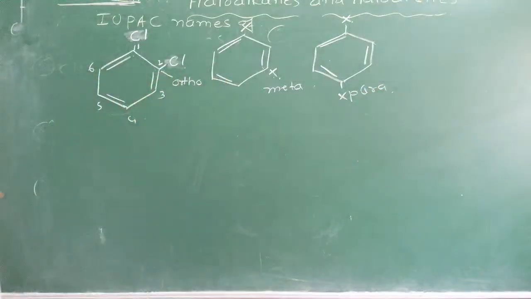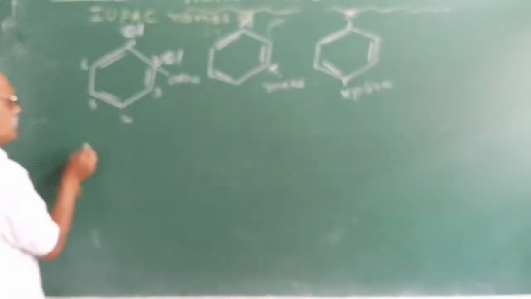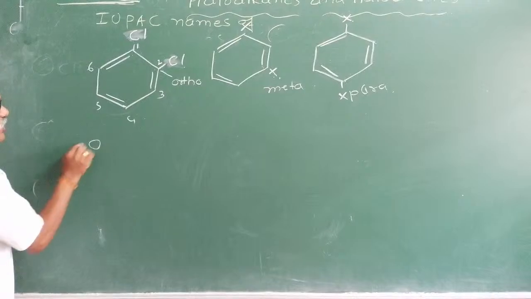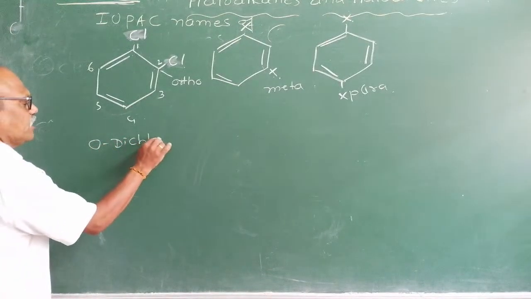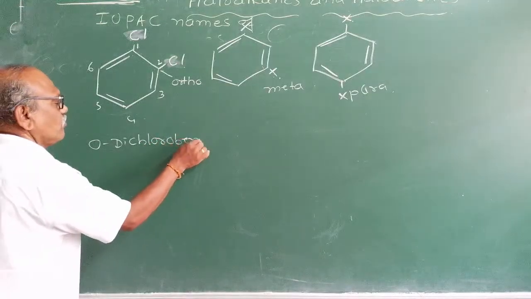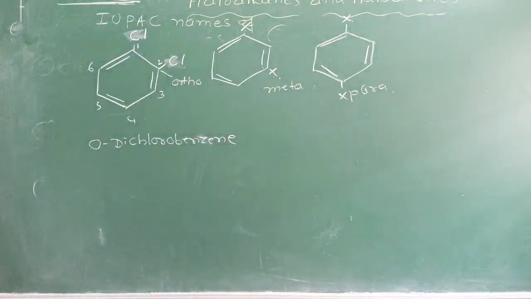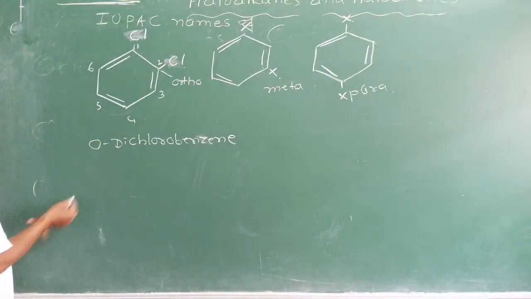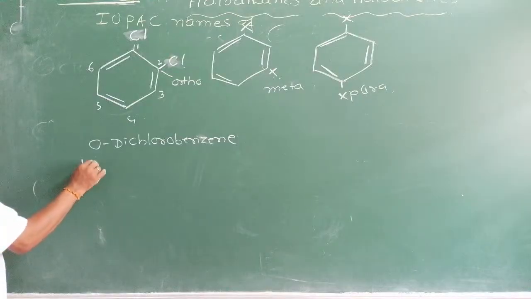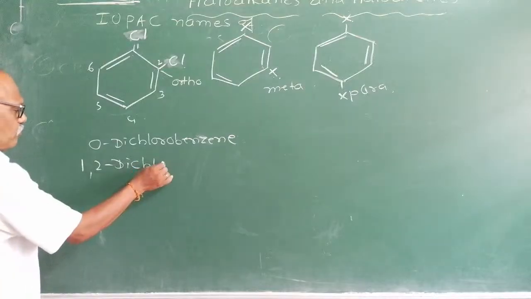What is the name of it? The common name is ortho, written as o only, dichlorobenzene. But how do you write the IUPAC name? In the IUPAC name, start numbering like this. Instead of writing the ortho position, you can write 1, 2-dichloro. That's all.